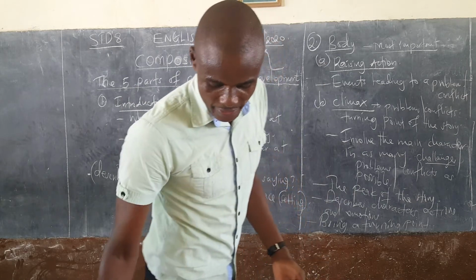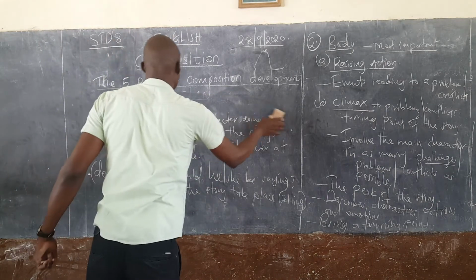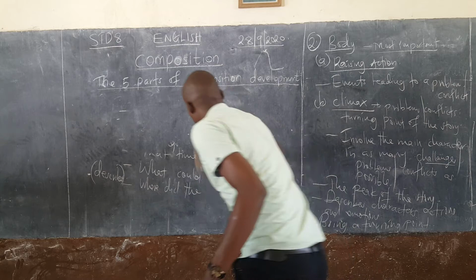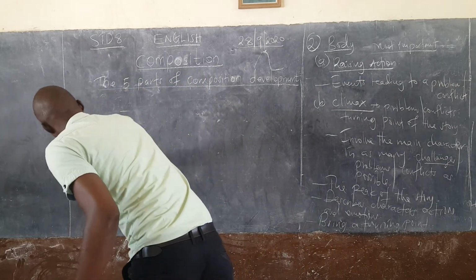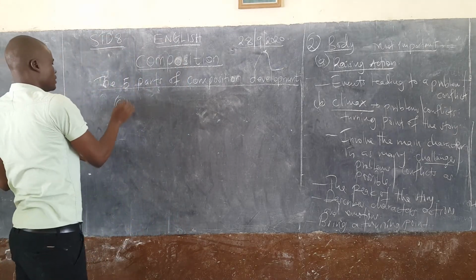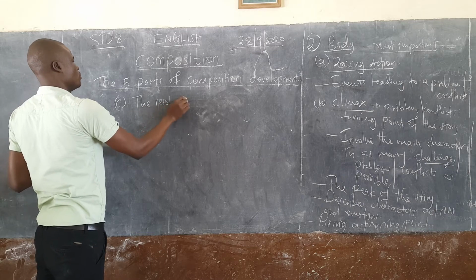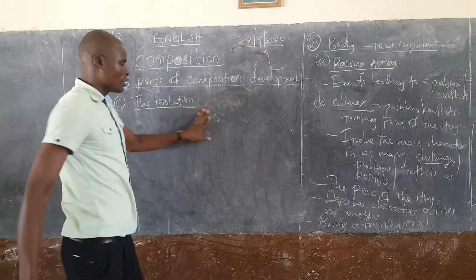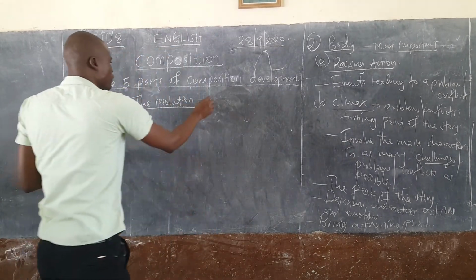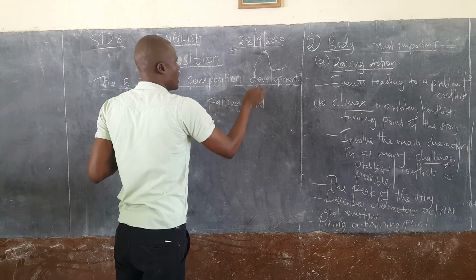And then lastly, part C. Let me write it here. Part C becomes the resolution. See, we have the resolution. Resolution is just how you bring the resolution of the many problems. So this is called the falling point.